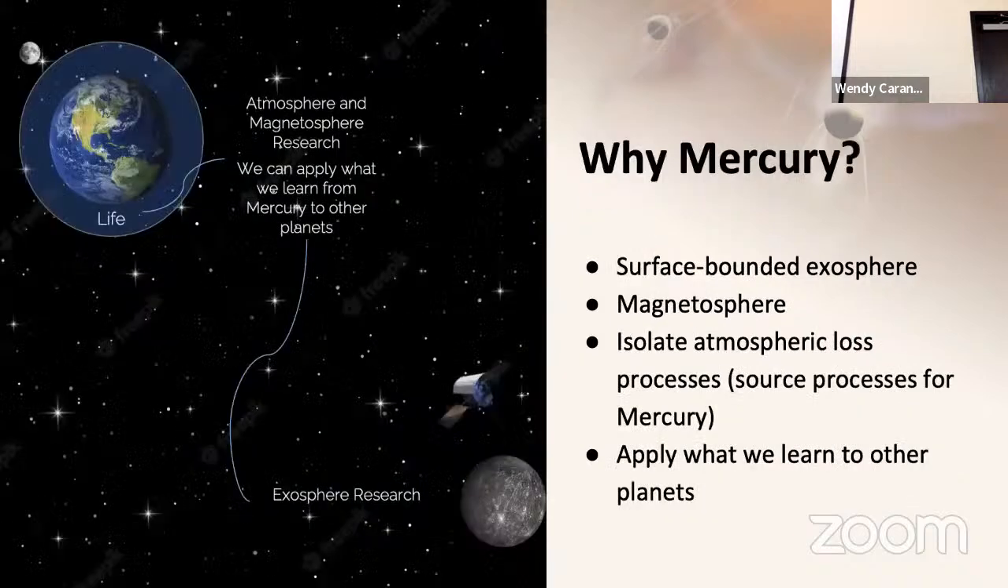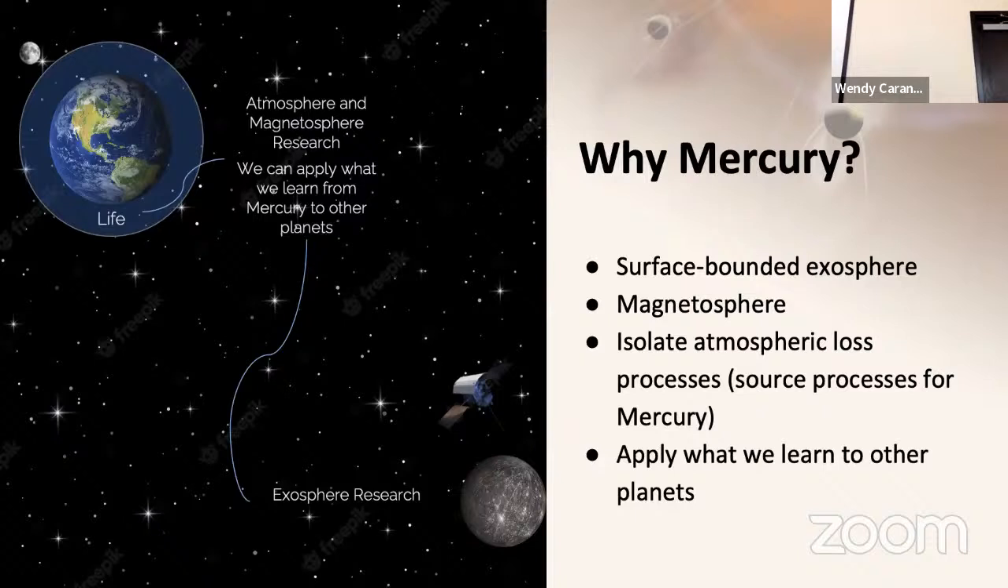But why consider Mercury? Well, Mercury has both an atmosphere and a magnetosphere. When I say atmosphere, I really mean more a very thin atmosphere, kind of like the moon. It's referred to as an exosphere, and it's also surface bounded, which means while the particles are not very likely to collide with each other, they can collide with the surface of the planet.